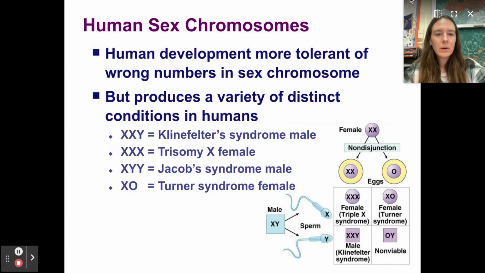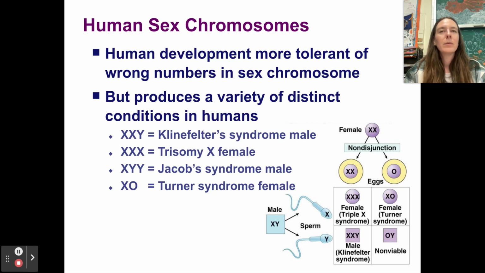Okay, there are also types of genetic conditions where you have extra or fewer sex chromosomes. In human development, we're more tolerant of the wrong numbers of sex chromosomes. So it's more likely that the embryo will be miscarried if there is a wrong number of chromosomes in like chromosome 5 or chromosome 6, right? But with the sex chromosomes, it's okay if there's extra or fewer, but it produces different conditions.